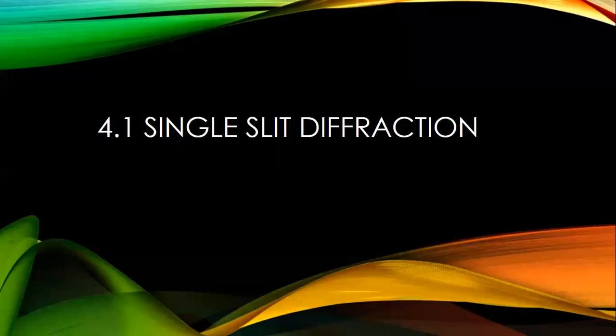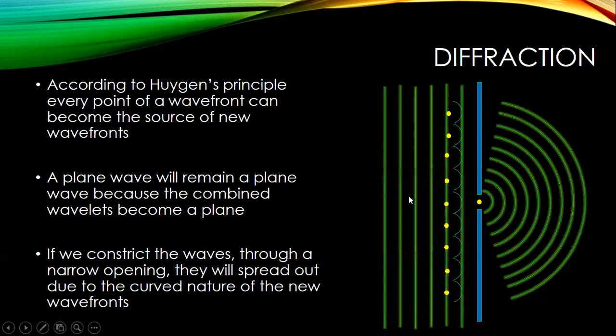In this section, we're going to look at single slit diffraction. Basically, we're going to see what happens when a plane wave meets an obstruction with an opening where the light can diffract. This will produce a pattern that we call a diffraction pattern.